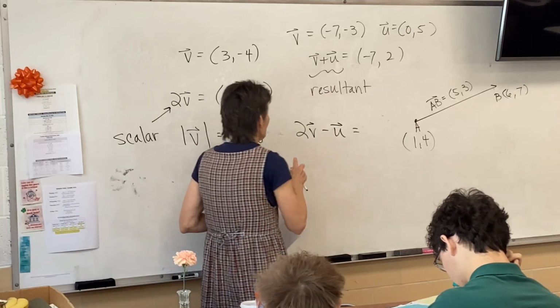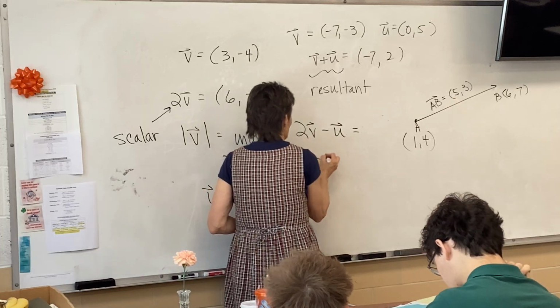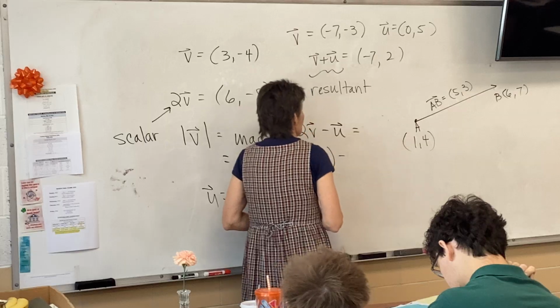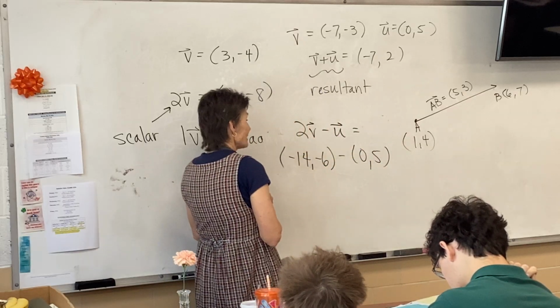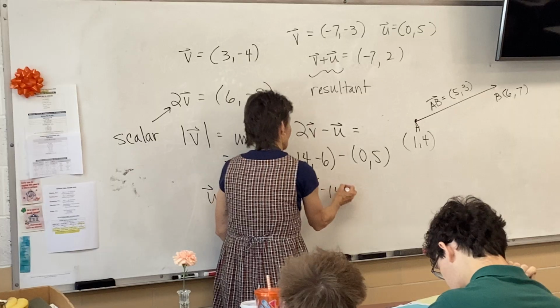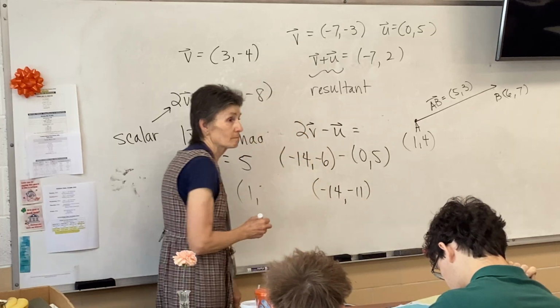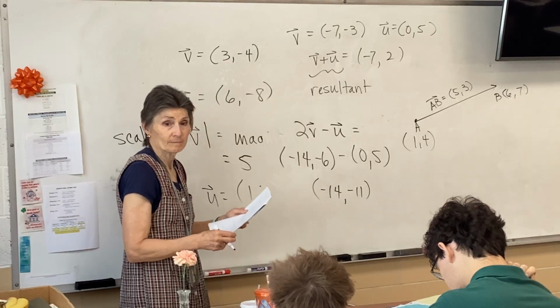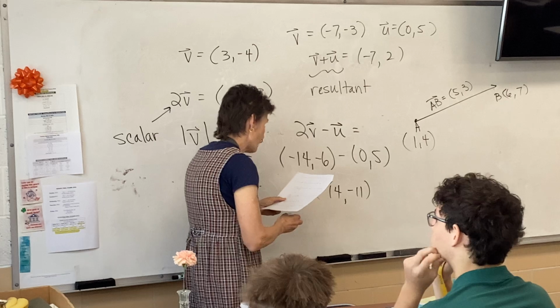Well, what would 2v be? Negative 14, negative 6. And u is 0, 5. So any idea what that's going to be? Negative 14, negative 11. Easy, right? Easy. E, a little vocabulary.